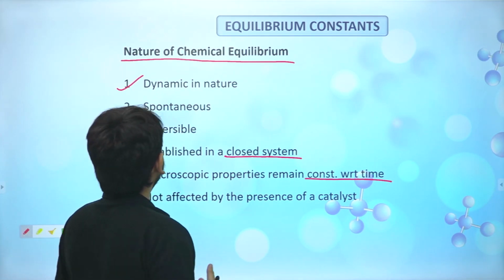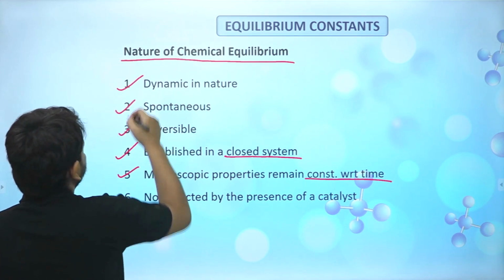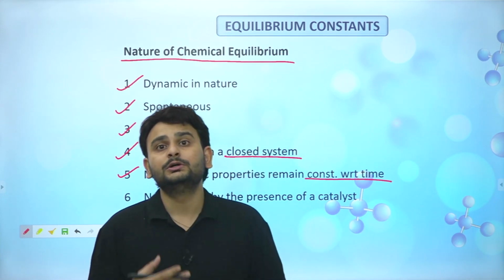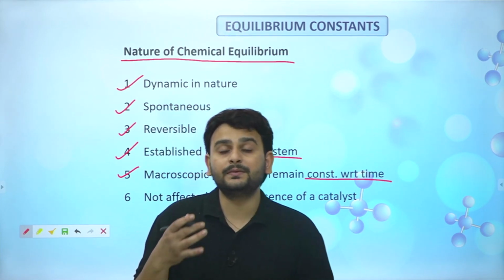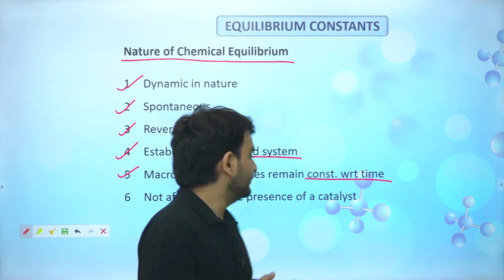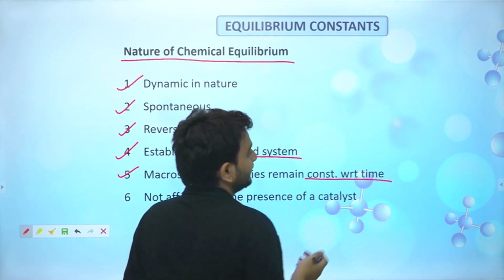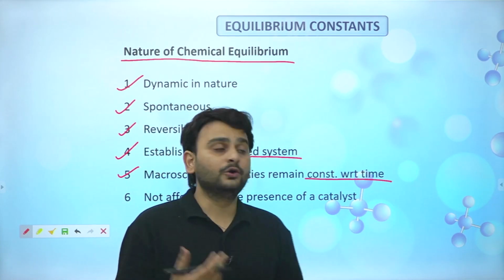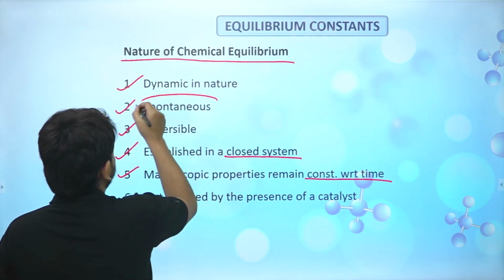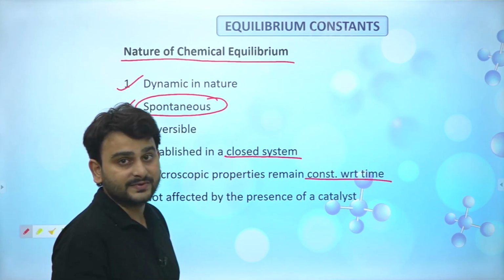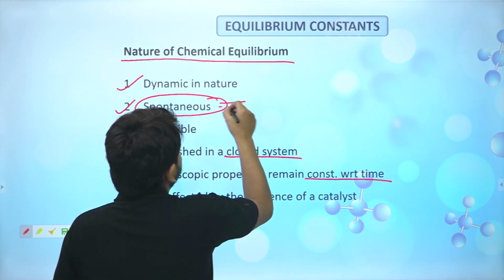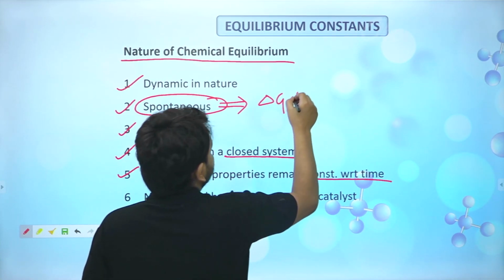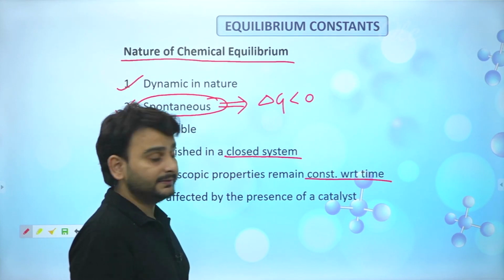Of course, chemical equilibrium is reversible, and it's spontaneous. It does not require any energy from the outside to reach chemical equilibrium, and after that to maintain it. Once chemical equilibrium is reached, it will be maintained. You will not have to provide energy from the outside. This is what spontaneous means, guys. Spontaneous in thermodynamic terms translates into delta G, the Gibbs free energy, being less than 0.